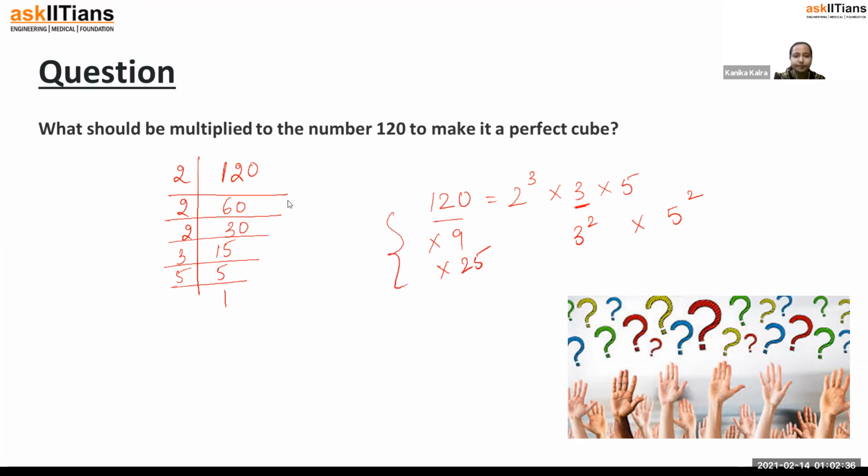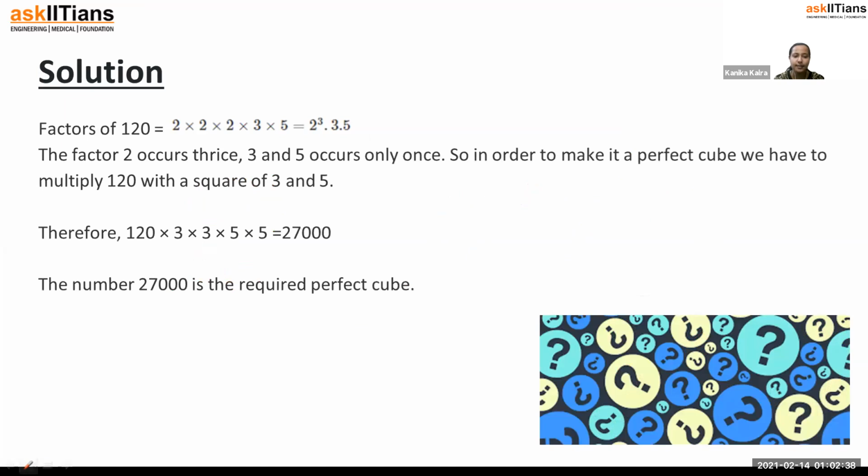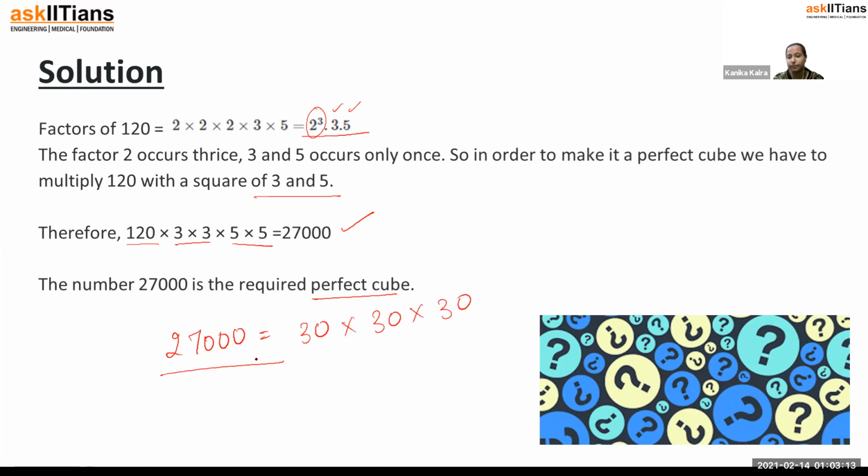Let's look at the answer. So now, in this case, the prime factorization is 2 cube into 3 into 5. And as we know that 2 occurs thrice, so that's fine. Now 3 and 5 occur only once. So we have to multiply the square of 3 and 5. So you have the number as 120 into 9 into 25, which equals 27,000. Now 27,000 is actually the cube of 30. So hence 27,000 becomes the perfect cube.